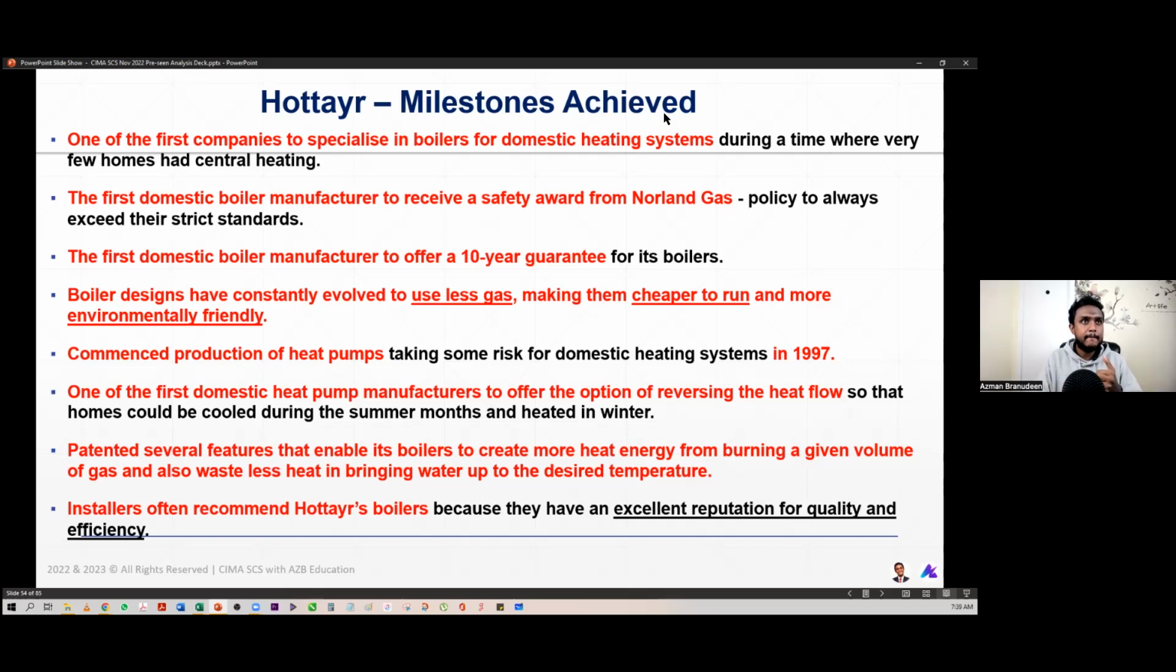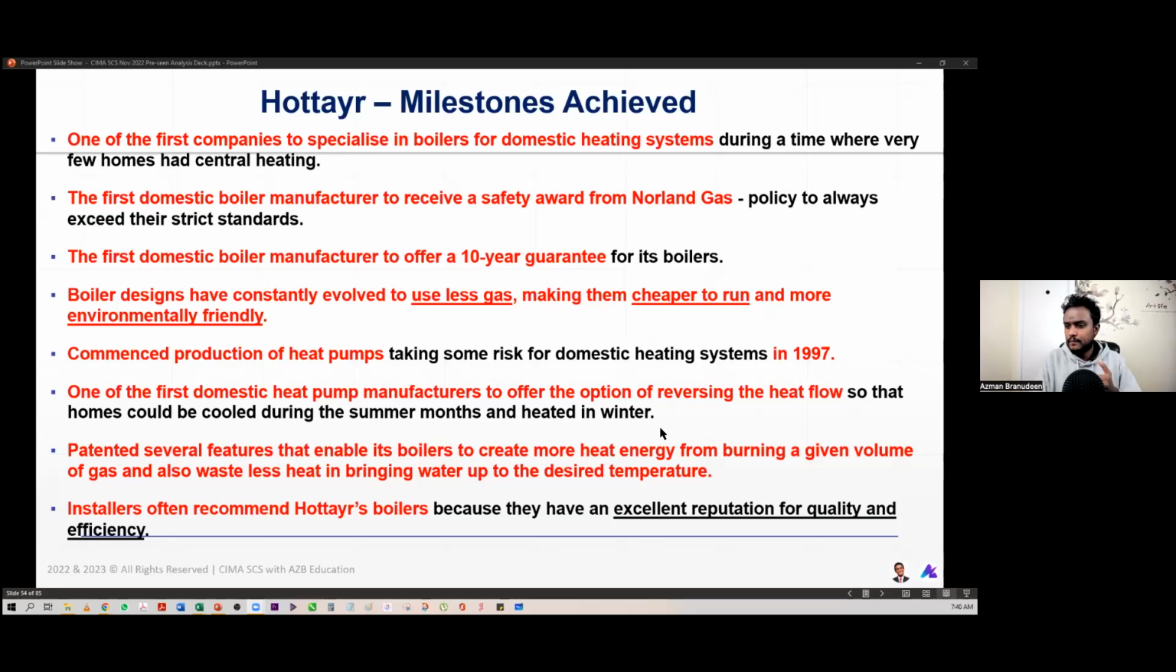Further, the first domestic boiler manufacturer to offer a 10-year guarantee for its boilers, right? We are the first domestic boiler manufacturer to offer a guarantee. Probably, after winning the safety award, it would have been like the normal thing to do.